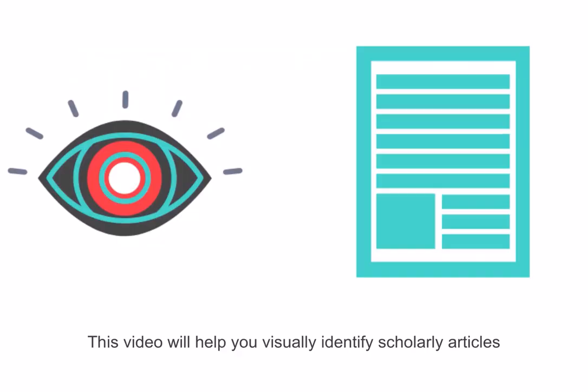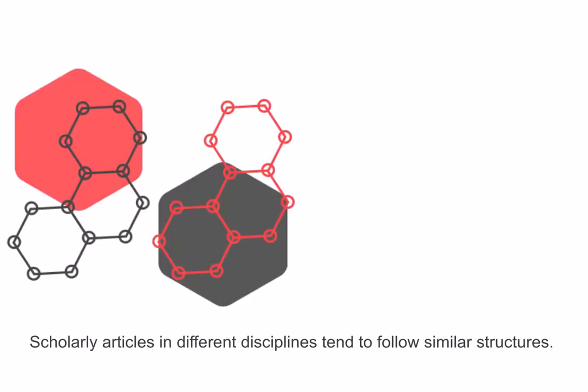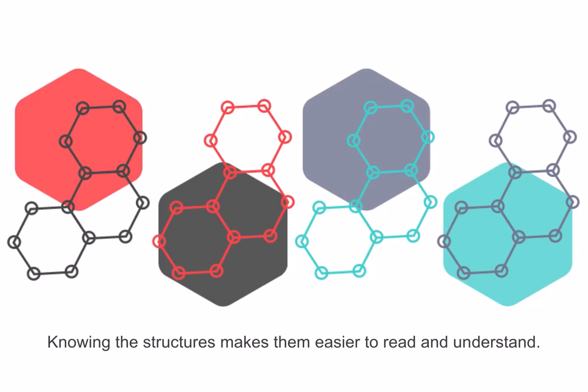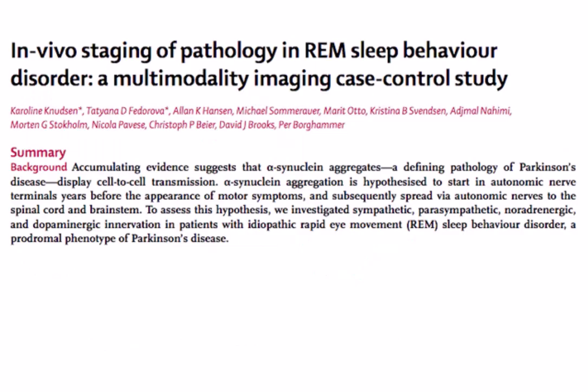This video will help you visually identify scholarly articles and understand their component parts. Scholarly articles in different disciplines tend to follow similar structures. Knowing the structures makes them easier to read and understand. Most articles have an abstract at the top.